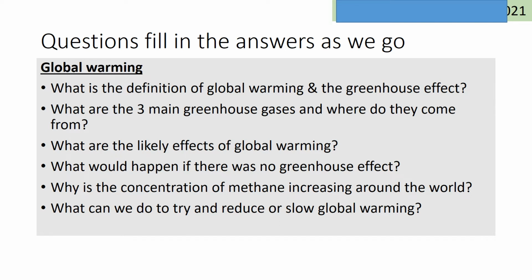So these are some questions I want you to be able to fill in during this lesson. What I would like you to do is pause the video and write these 6 questions down. And then hopefully by the end of the lesson, you should be able to answer them. What is the definition of global warming and the greenhouse effect? What are the 3 main greenhouse gases and where do they come from? What are the likely effects of global warming? What would happen if there was no greenhouse effect? Why is the concentration of methane increasing around the world? And then what can we do to try and reduce or slow global warming?